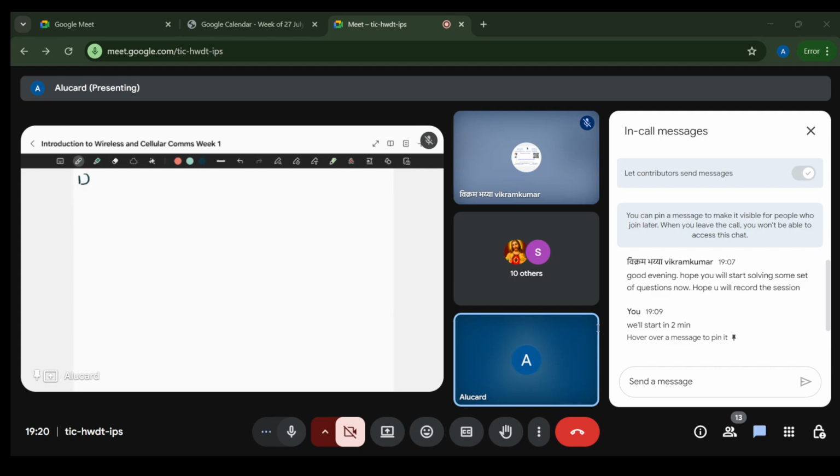Okay, question one. Determine the Nyquist rate for the signal x of t is equal to 1 plus cosine 100 pi t plus sine 200 pi t in samples per second.